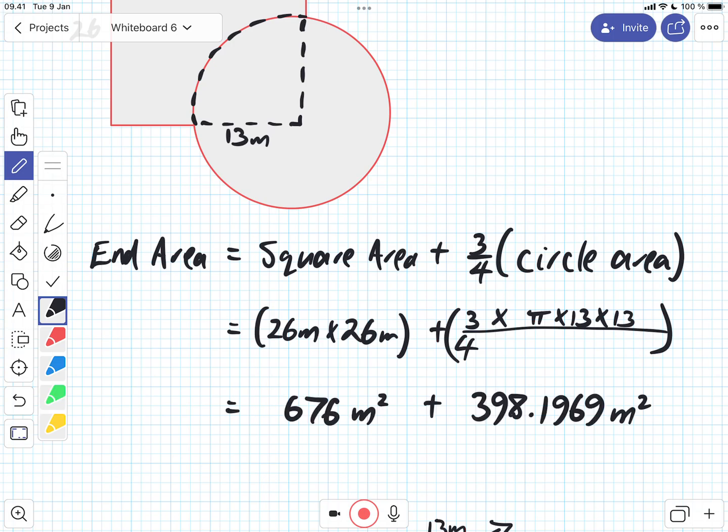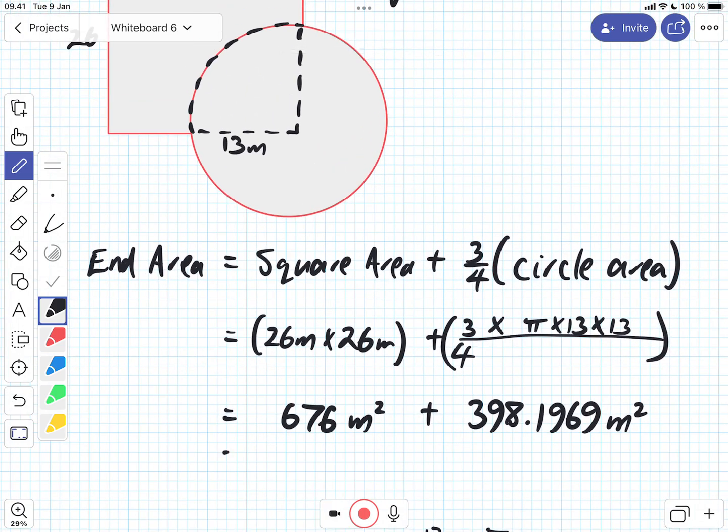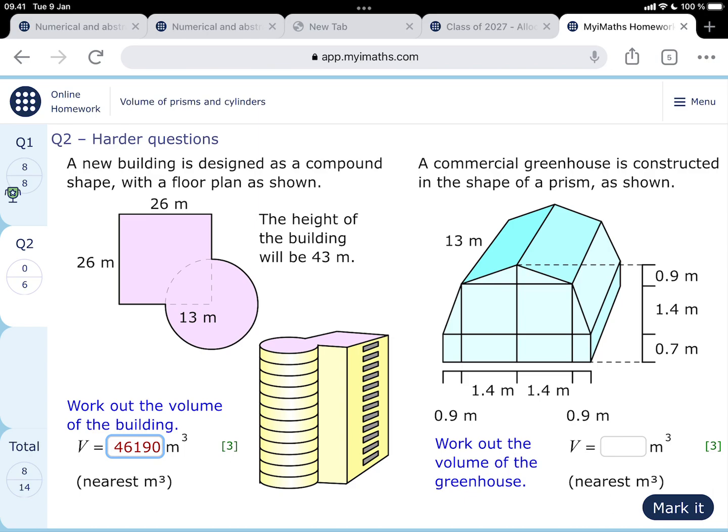When you work that all out, it comes to 676 meters squared for the square bit, and then 398.1969, can round that as far as you like, meters squared for the 3/4 of a circle. We'll just add those up, and that comes to 1074.1969 meters squared. So the volume is the end area times the length. So that's that 1074 and a bit that we just worked out, meters squared, times the 43 meters, which was the height of the building. And when you work that out to the nearest meter cubed, as required in the question, it comes to 46,190. So I've just put that in the box in MyiMaths.